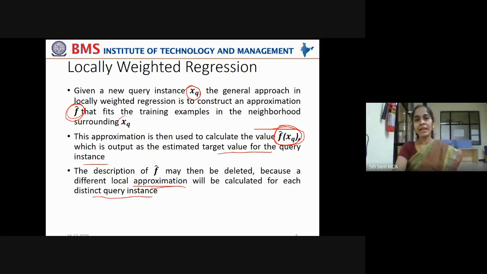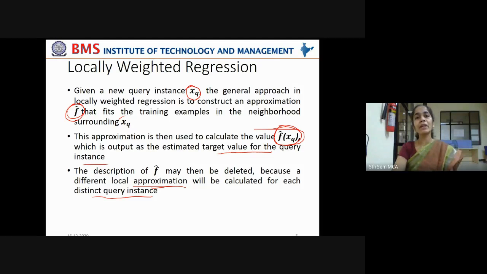query instance. Say you have trained a machine learning model with locally weighted regression. Now you are giving a new data point to it in order to predict that data point's outcome. Right. Now this new data point's outcome is locally weighted and predicted, and once that is assigned to a particular predicted value, automatically that approximation will be deleted from the memory.